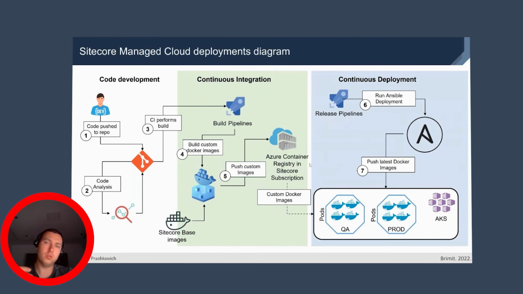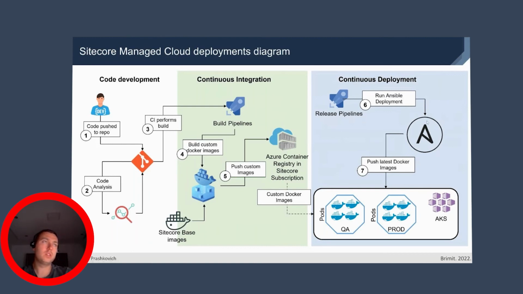And when you want to deploy something custom there, you have to create a custom image on top of Sitecore's one, and push this image to the container registry, which is already hosted in Sitecore's subscription. And then you have a bunch of pipelines provided by Sitecore in their subscription, of course, that you will run to deploy the application to the managed cloud.